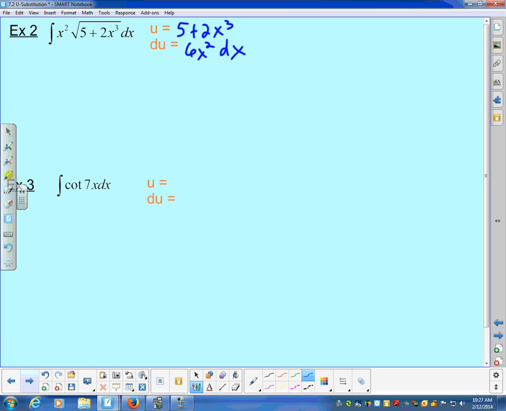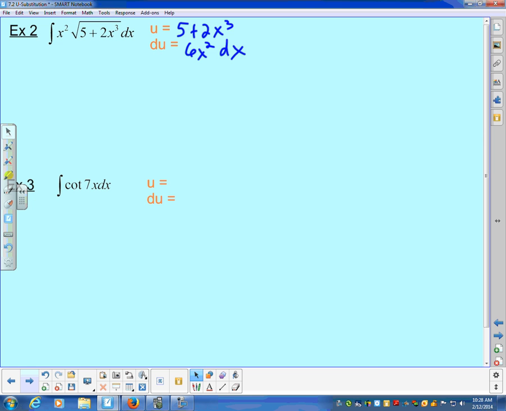Why don't you put the square root over it? Not yet. The square root will be over my u when I put u in. And then square root of u is the same as u to the 1/2. Can I integrate u to the 1/2? Yes, by rule number 2 on your integral sheet.